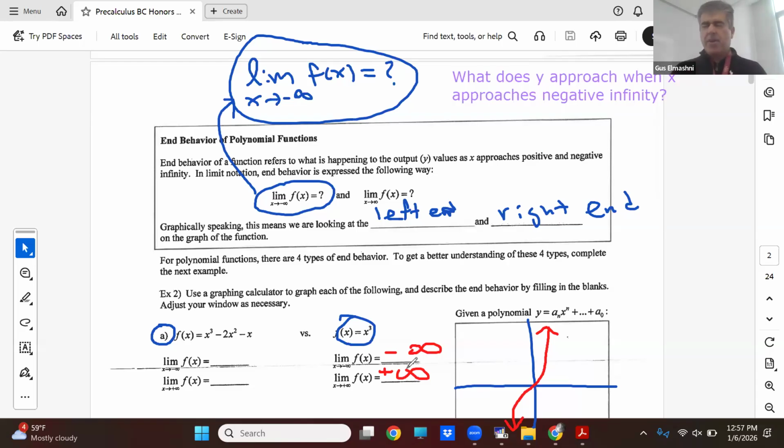Okay, let's look at part A. Sorry, let's look at the other function that's a little more involved. X cubed minus 2x squared minus x. Of course, x is still approaching positive and negative infinity. Cool, fine. And you have negative 2x squared and negative x. Here's the thing. If I plug in 1,000, we already know 1,000 cubed is a billion. What's 1,000 squared? 2 million for the term. And then, of course, negative 1,000, right?